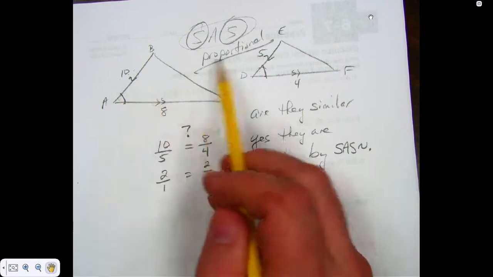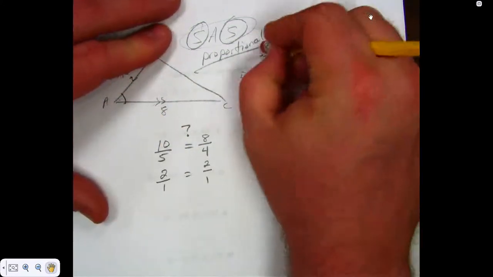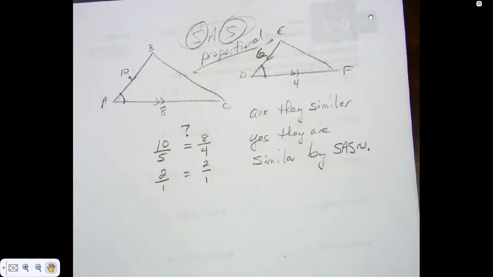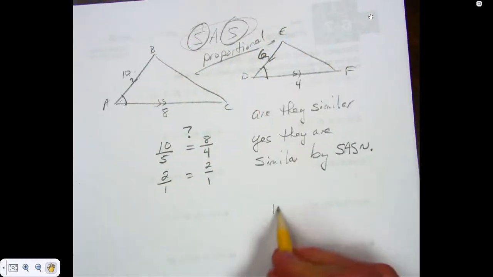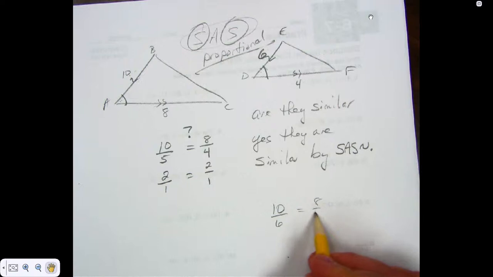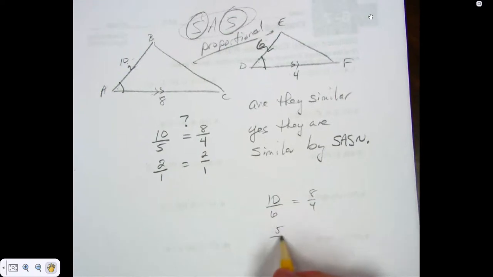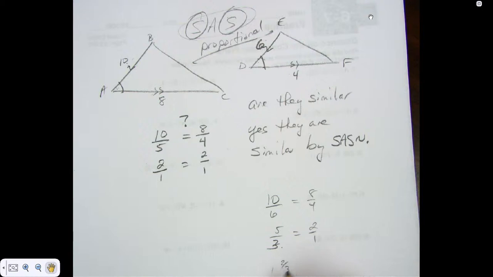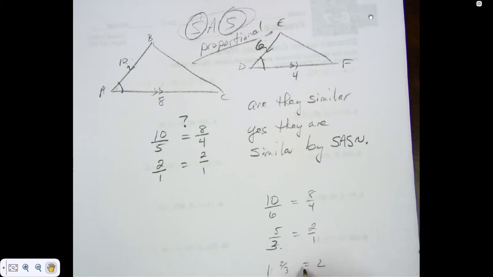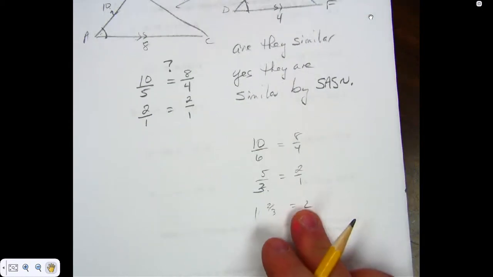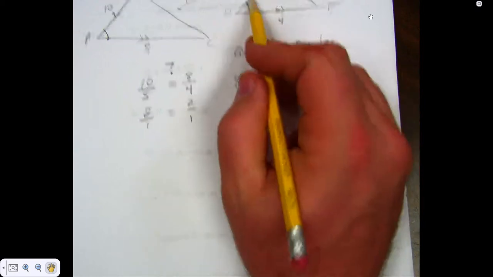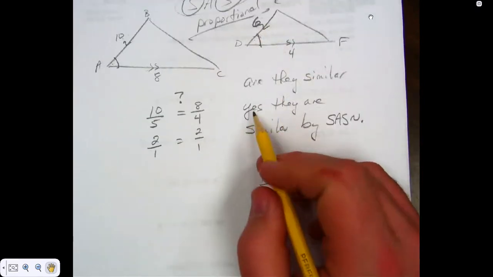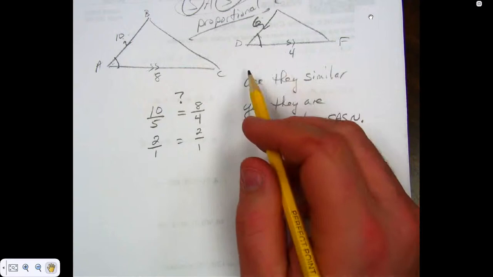What they're going to do on these is they're going to give you this. If they had done this, could you have said they were similar? Because then you would have said, well, is 10 over 6 equal to 8 over 4? Well, this reduces to 5 over 3, I'm sorry, is that equal to 2 over 1? No, it's not, is it? This is 1 2/3, this is 2. They're close to each other, but they're not the exact same, are they? Make sense? So if that had been a 6, you would say what? No, they're not similar because both sides weren't proportional, were they?